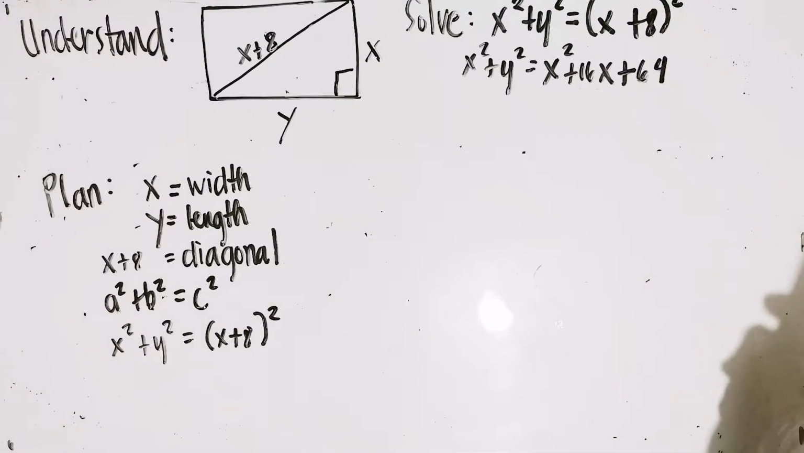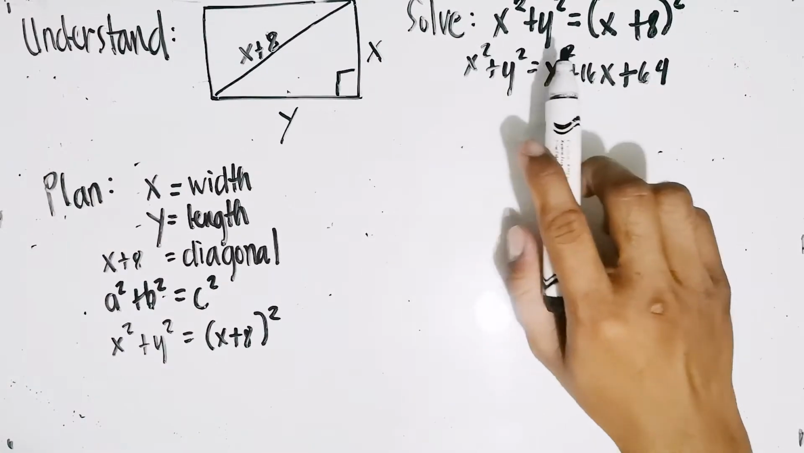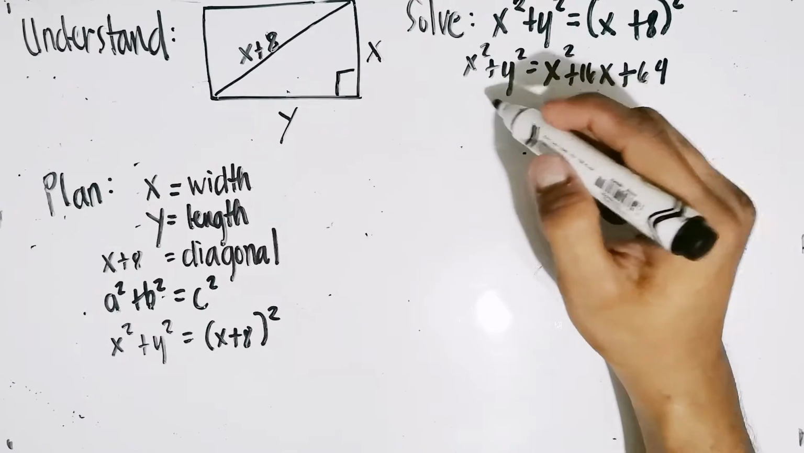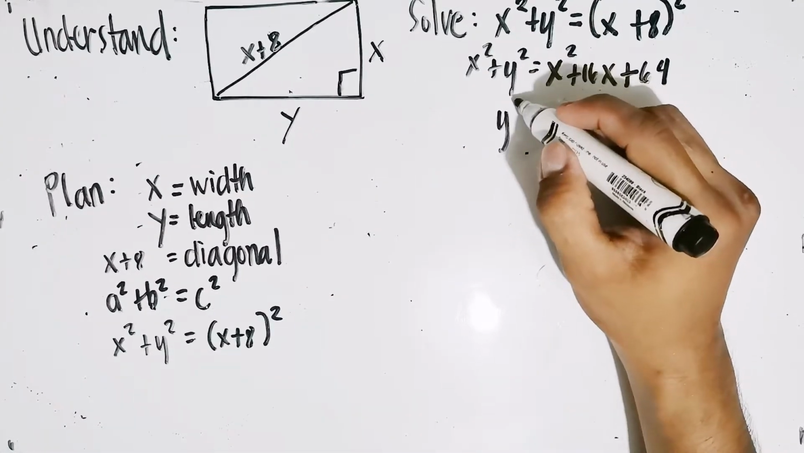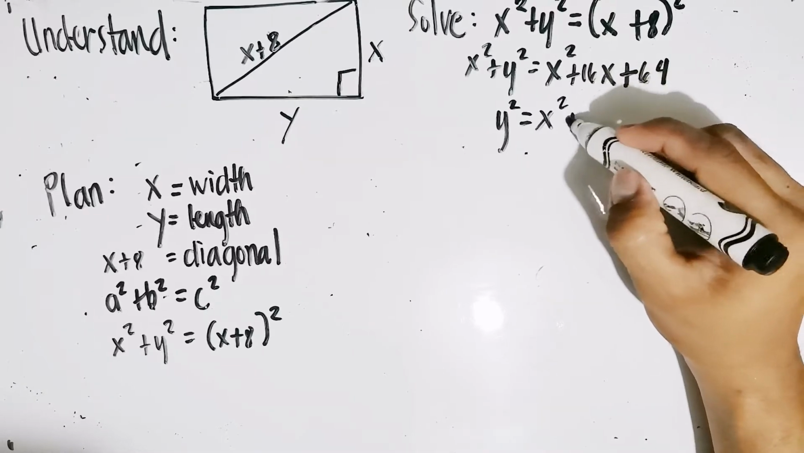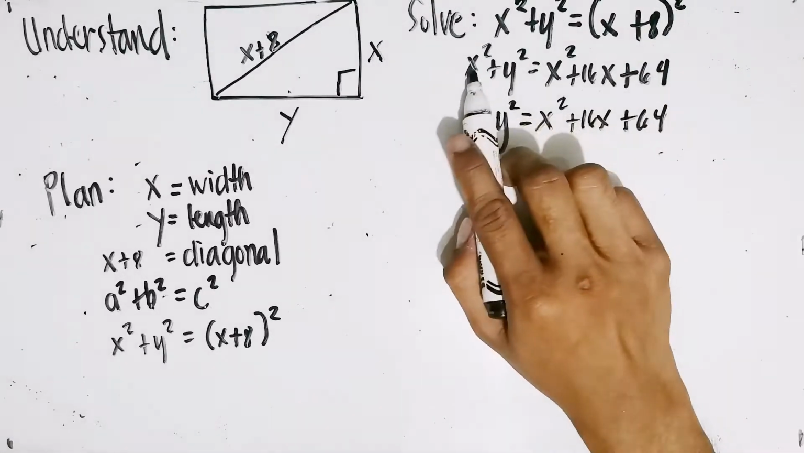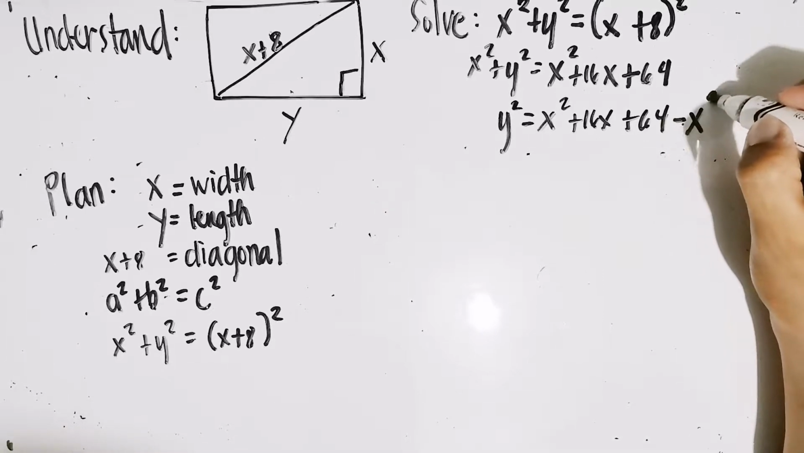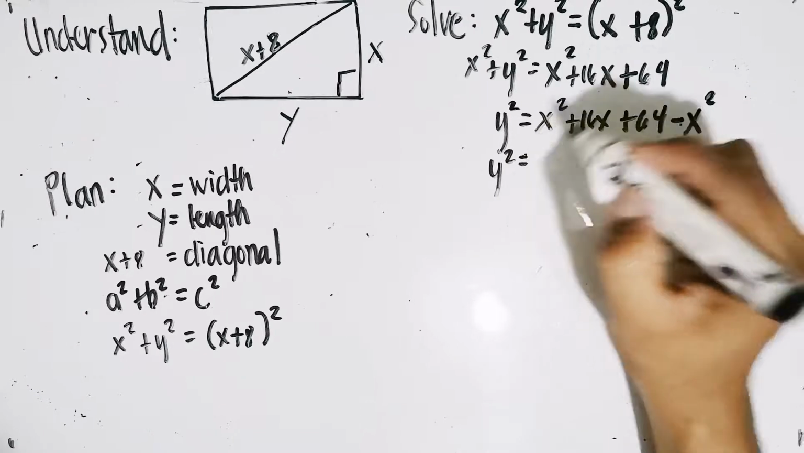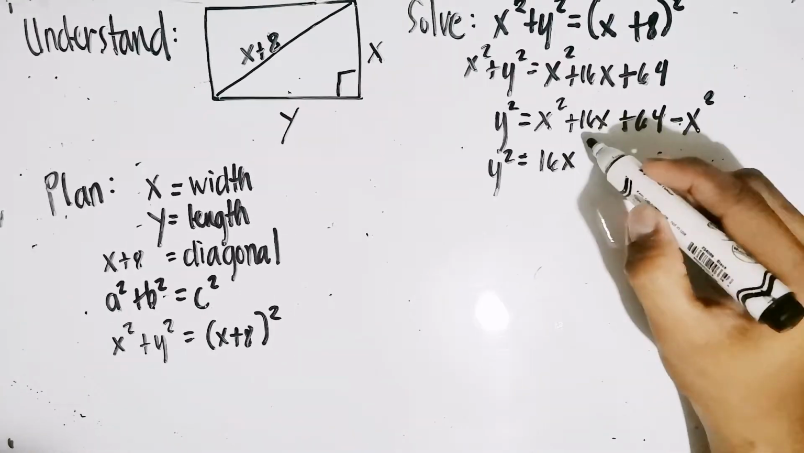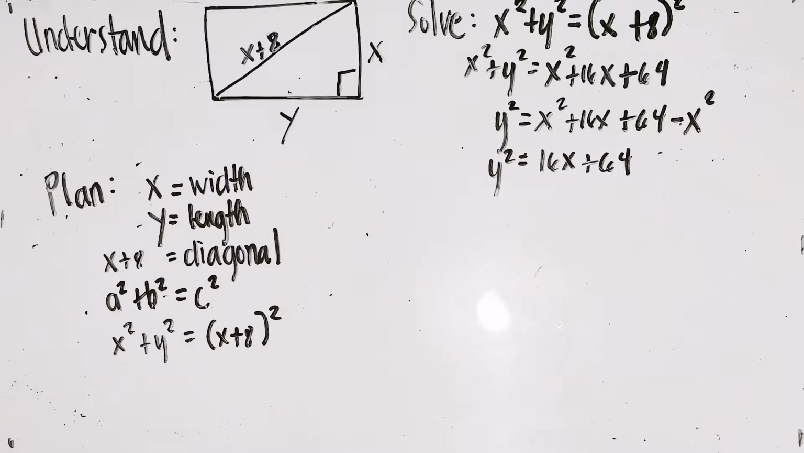Next, we will move all the terms to the right side, leaving y squared on the left side. So, we have y squared is equal to x squared plus 16x plus 64, and x squared will be transposed here using the addition property of equality, and that becomes negative x squared. Now, we have x squared minus x squared, that will be 0. So, we have 16x and 64. We will use this in our next formula.